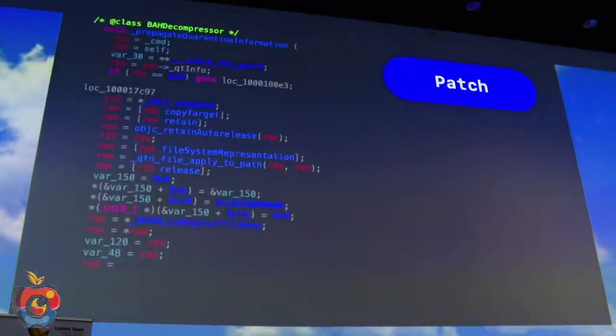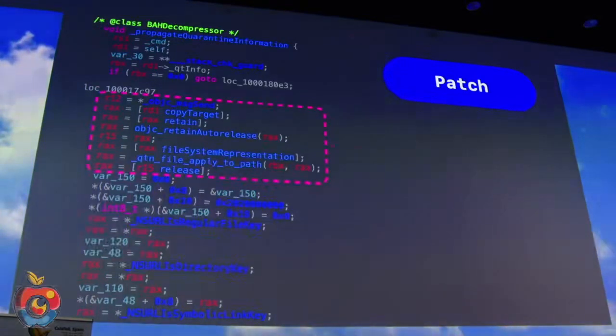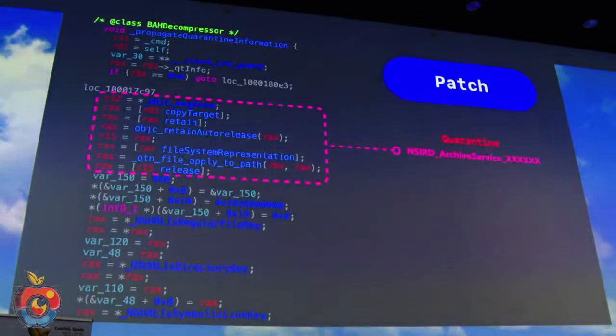So after reporting our findings to Apple, they quickly patched the issue by updating the propagate quarantine information function, and they added an additional call to quarantine file applied to path, so that the temporary directory prepended with the name NSRD archive services now contains a quarantine attribute before it is renamed.